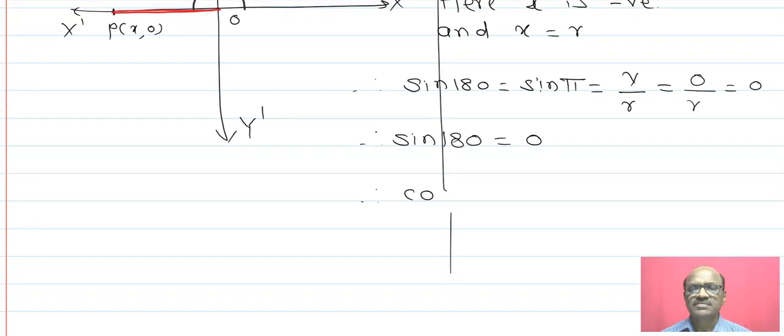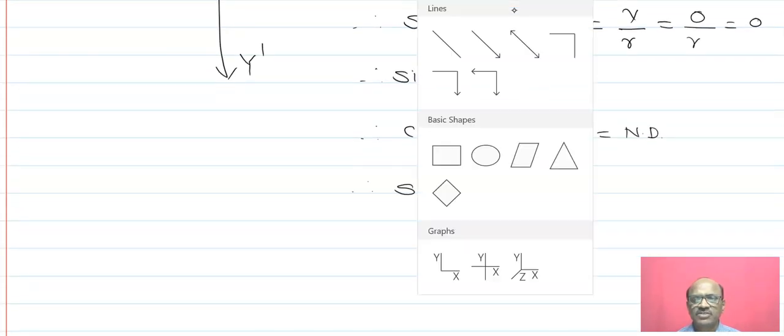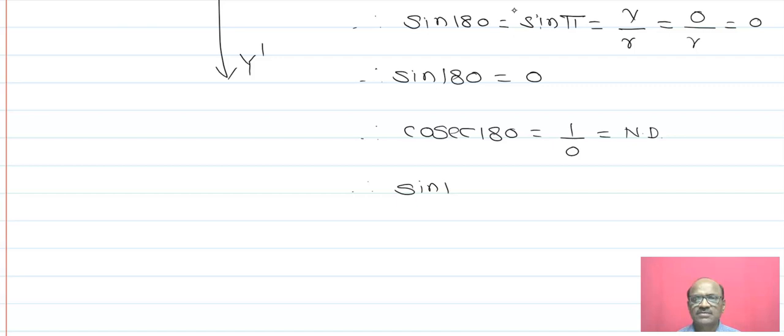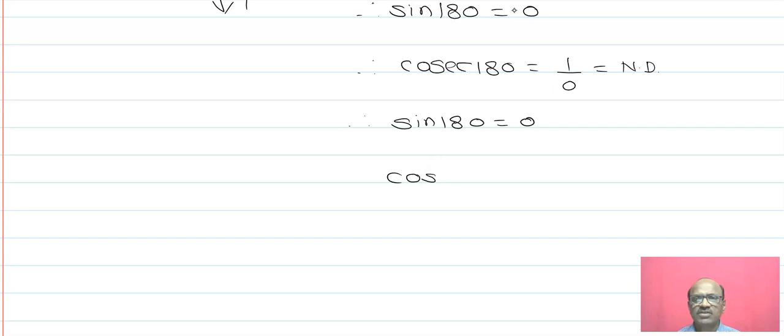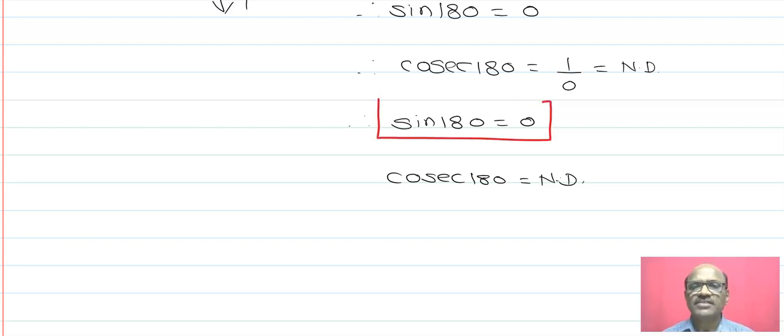Now next is the reciprocal of sine, that is cosec pi. That is 1 upon 0, which is again not defined. 1 upon 0 is not defined. Therefore, sine of 180 is 0 and cosec 180 is not defined.